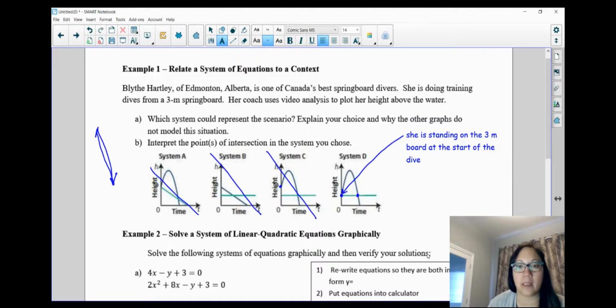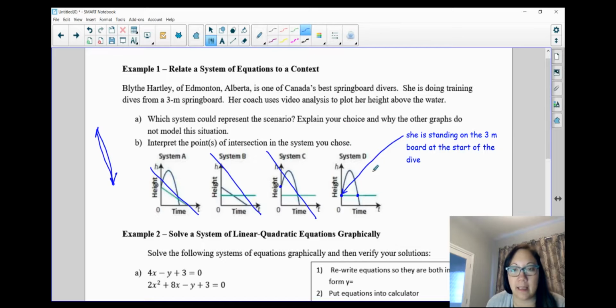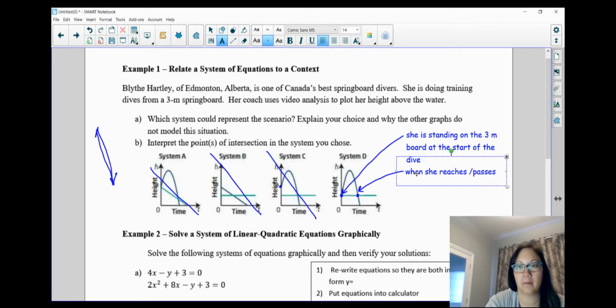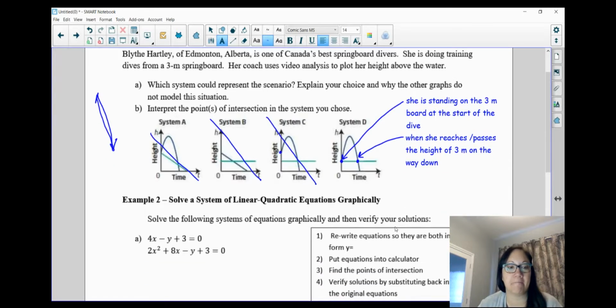And the second point here would represent she's not standing anymore. She's in the middle of her dive. She's partway through her dive, and she's passing the springboard on her way down. That's when she's passing the board on the way down.